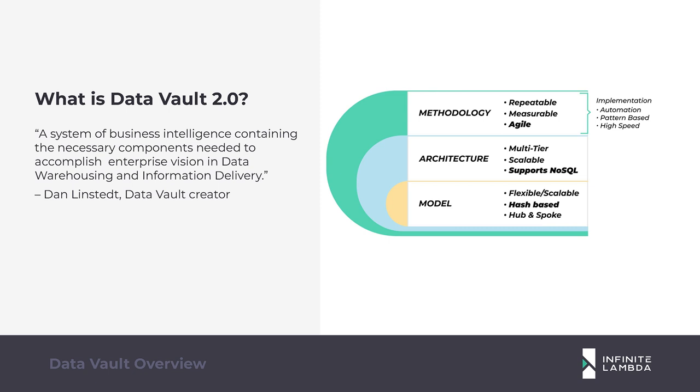There are three pillars of Data Vault as a concept, version 2.0: methodology, architecture, and model. All of them, you just need to remember the key thing is that it is agile, scalable, and susceptible to change. This means it's easy to add things in and modify things without breaking the current structure.